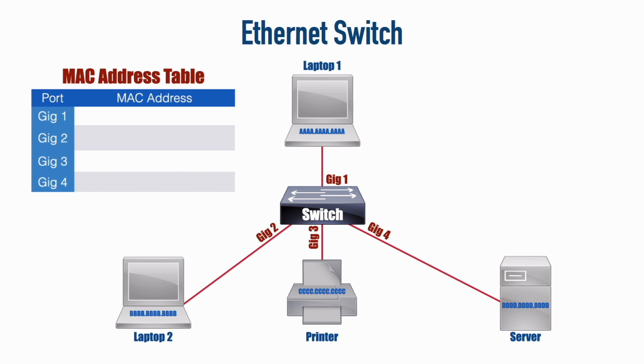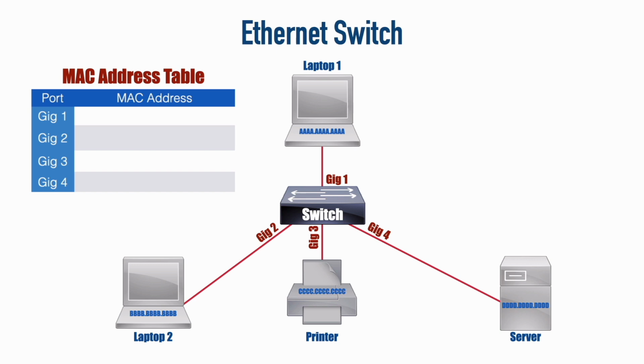So let's go through a scenario here. Let's say that laptop 1 wants to print to the printer. Now, laptop 1 has a MAC address that's a 48-bit address that is burned into the network interface card of our network clients, and it's written in hexadecimal notation, and we'll pretend that laptop 1 has a MAC address of all A's, and it wants to talk to the printer that has a MAC address of all C's.